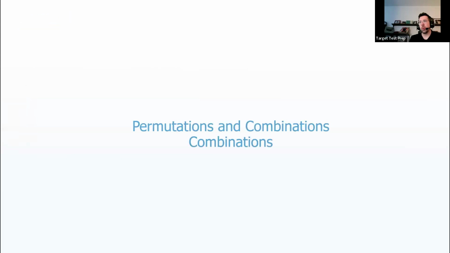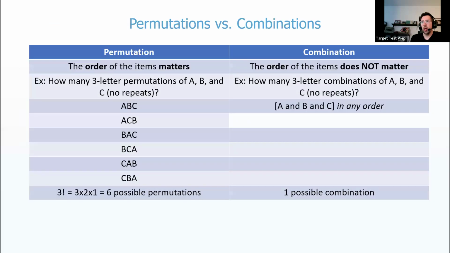Okay, so now let's talk about permutations and combinations, because it's important to understand the distinction between them, what they share in common, and then the key differences between them. So broadly speaking, a permutation is anything where the order of the items matters, meaning if we change the order, even if we have the same items, that counts as a different permutation.